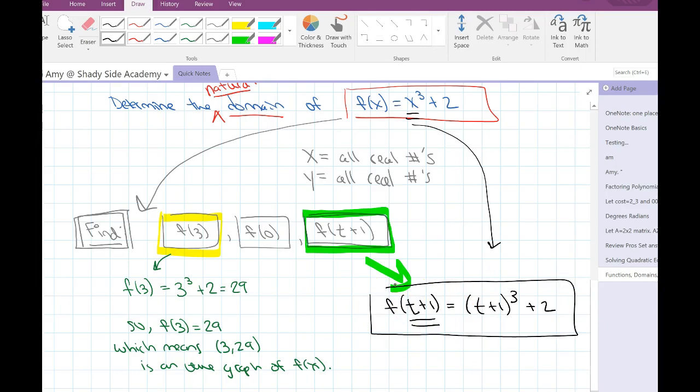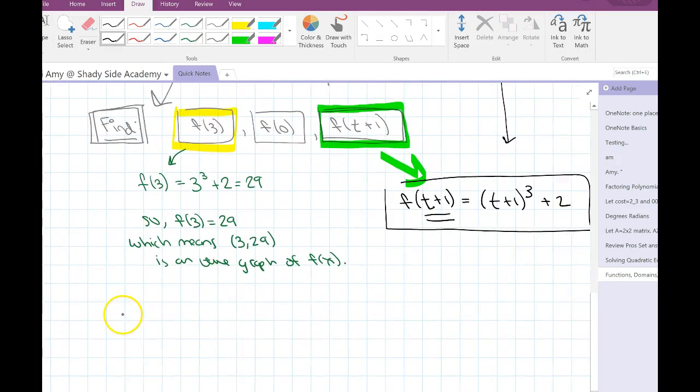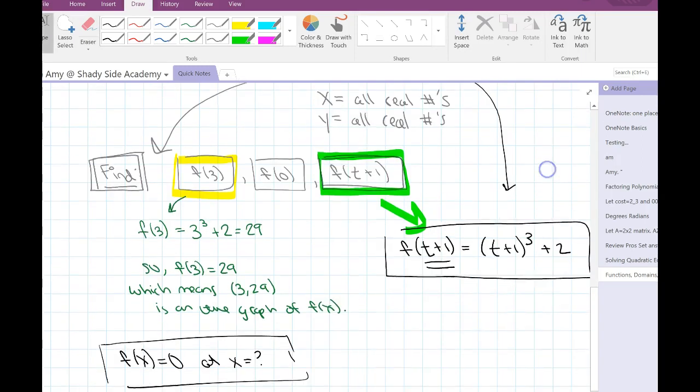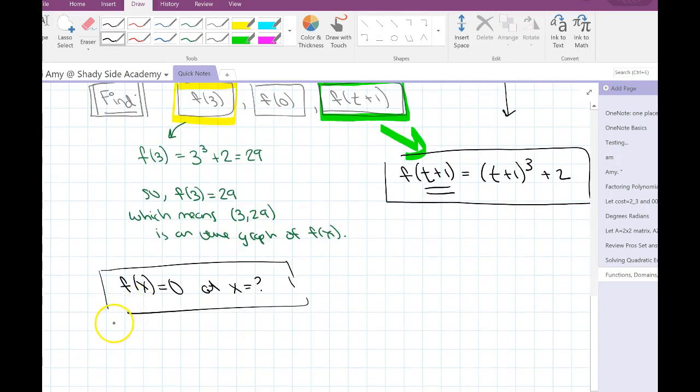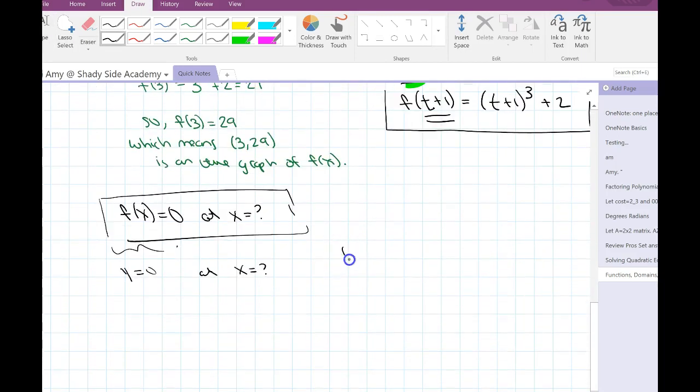Let's ask another question. With that same f, f of x equals 0 at x equals question mark. Again, this should be a comfortable review. This is saying f of x equals 0, that is, y equals 0 at x equals question mark. If f of x equals x cubed plus 2, we're saying 0 equals x cubed plus 2.